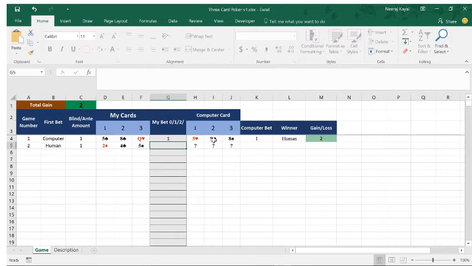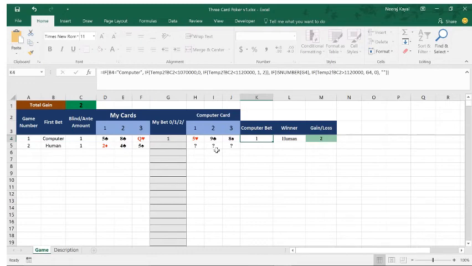The category for the computer was just high card or nothing. Its highest card was 9, mine was queen. So I win this game and I make a gain of 2 from the initial amount which the computer had put in the pot and the additional $1 which the computer had bet.